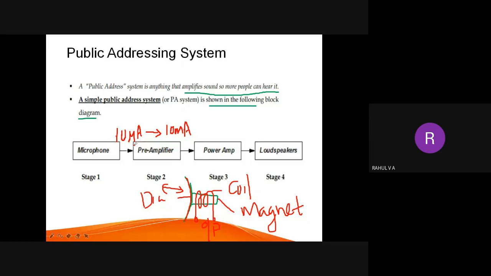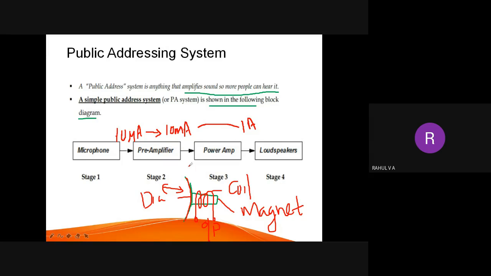Then we have the power amplifier. What will it do? It will amplify it further, that is, from 10 milliampere to maybe 1 ampere or 2 ampere. If you connect the microphone directly to the power amplifier, it won't be able to amplify such a small signal. So with the help of the pre-amplifier, I am amplifying the very small signal to a small value, and with the help of the power amplifier, I am amplifying this small value to a larger value. Then we connect it to the loudspeaker.